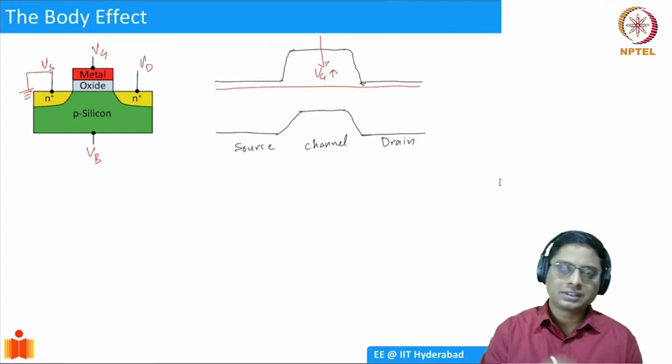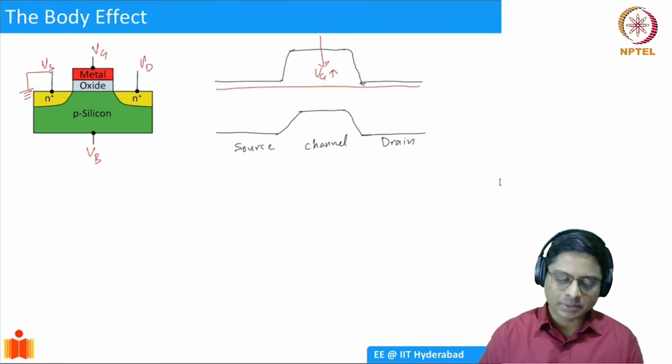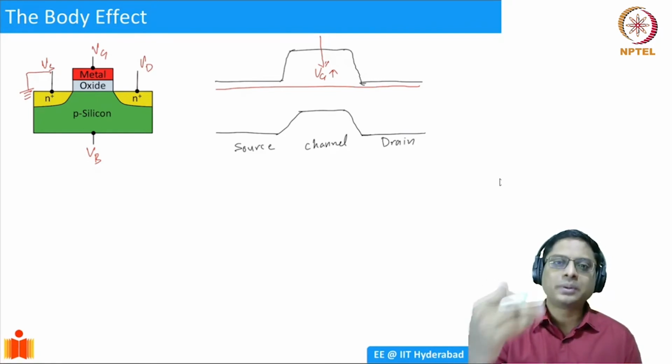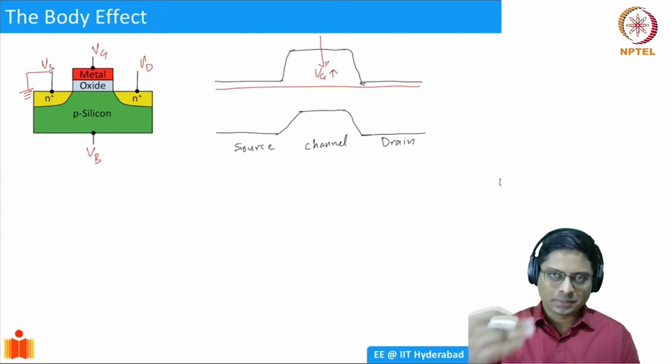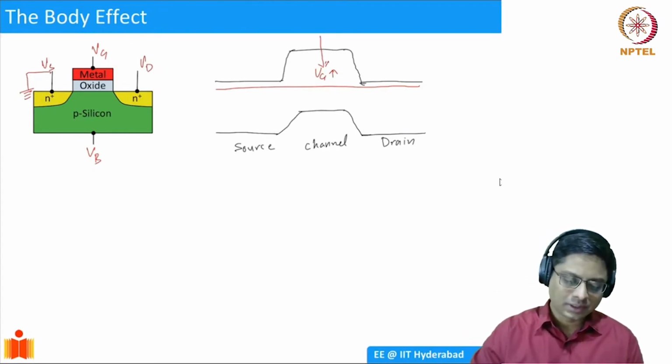We have seen the quantitative way of deriving the expression, but qualitatively we are essentially lowering the barrier in the channel by increasing the gate voltage. Okay, we saw that as you give a positive voltage to the gate, the bands move down, right? That's why the barrier reduces.